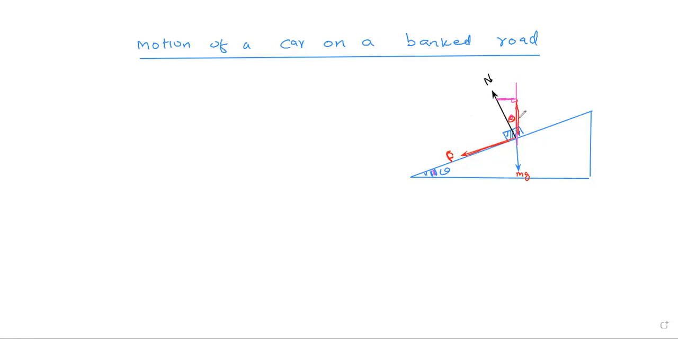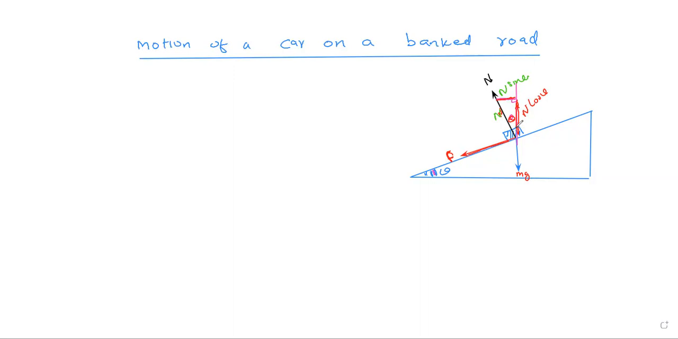This adjacent side is always the cos component. So this is the hypotenuse N, so this one is N cos theta. And the opposite side is the sine component. Hypotenuse is N, so it is N sin theta. So these are the two components here, right? N cos theta and N sin theta.